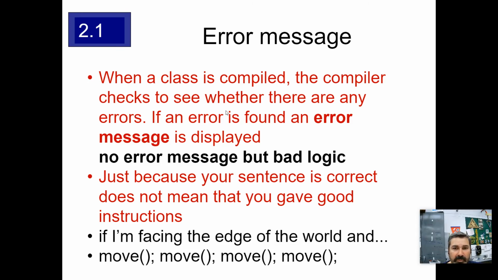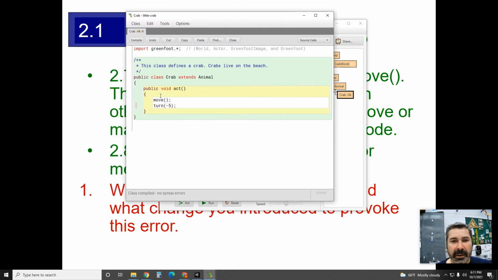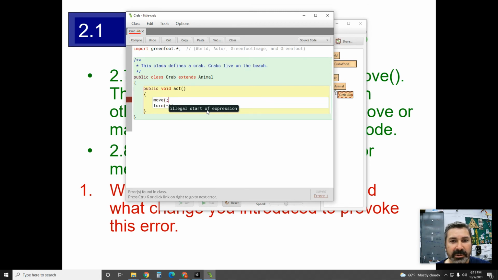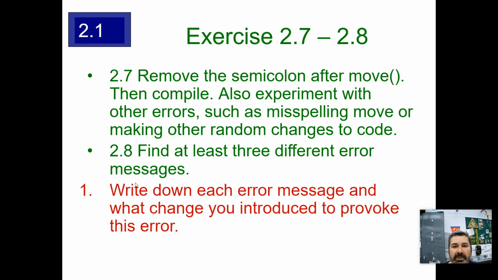Okay. So let's take a look. Remove the semicolon after move and then compile. Also experiment with other errors such as misspelling move or making other random changes to code. Find at least three different error messages. Write down each error message and what change you introduced to this method. So for example, if we come over here and I get rid of one of the brackets and I hit compile, it's going to say error. I click right there and it says illegal start of expression. It doesn't like that. So if I put that back and if I misspell move, it's going to do the same thing. If I click right here on the red, it says cannot find symbol. It doesn't know the method move. Okay. So you guys can do that.